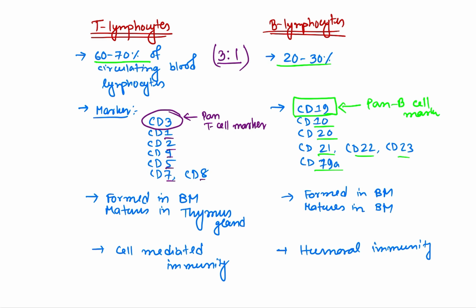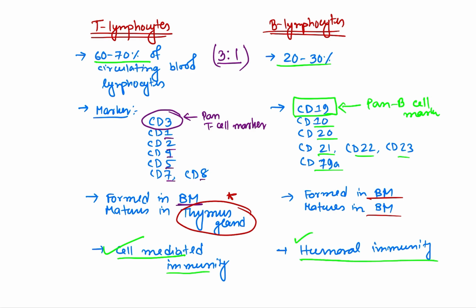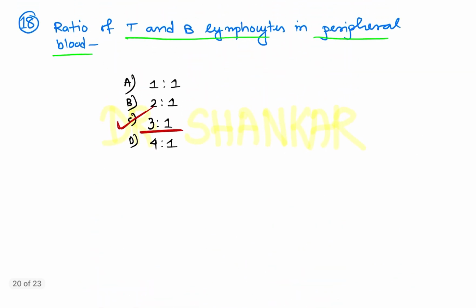In case of T lymphocyte, it is formed in the bone marrow, but it is matured in the thymus gland. So the thymus gland is required for maturation of T lymphocytes, but for B lymphocytes, both maturation and formation occur in bone marrow. T lymphocytes help in cell mediated immunity, and B lymphocytes help in humoral immunity. So this is all about T and B lymphocytes.